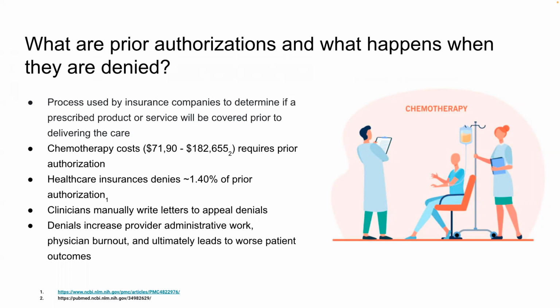per patient. On average, healthcare insurance companies deny around 1.4% of these prior authorization requests, and given that around 1 in 3 Americans will receive a cancer diagnosis within their lifetime, this actually amounts to a lot of people. Sometimes these denials are mistakes, and if a clinician wants to appeal the mistake, they often must manually write letters to insurance companies to appeal them. This process leads to increased provider administrative work, physician burnout, and ultimately worse outcomes for the patient as they're waiting for this all to happen before they can get their care.